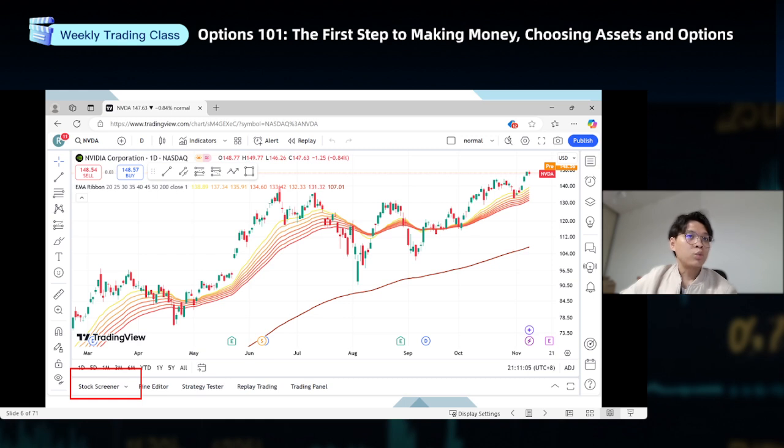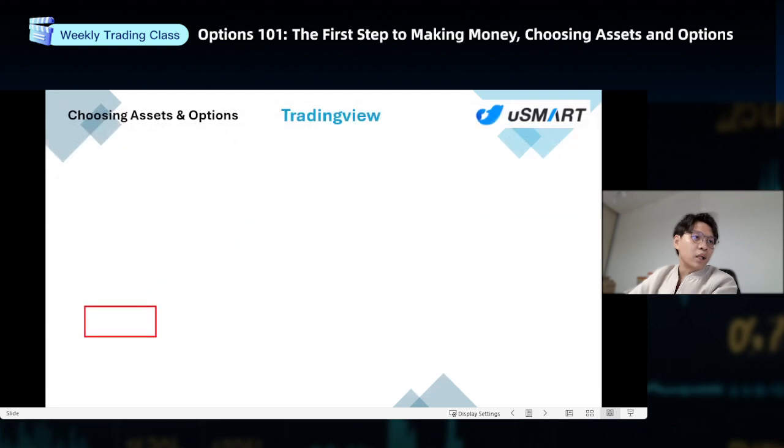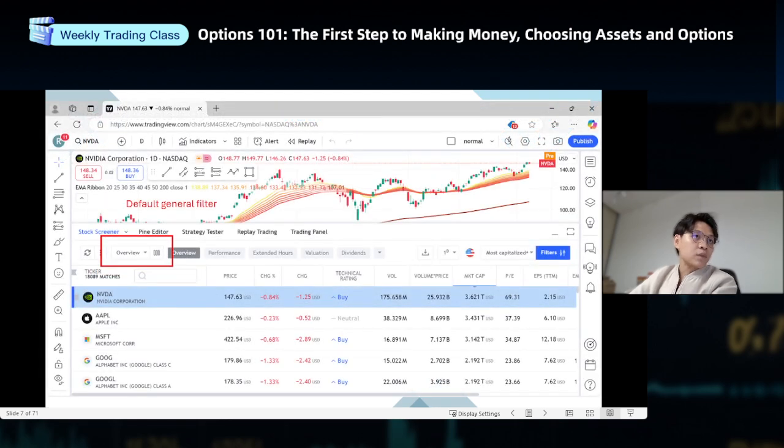So now we will need to start on how we do a stock screening, and then we will just apply different factors to filter out all those stocks to choose the best stock that provides us a very clear direction, so we can just get along with the trend and make some money. So now you click on the stock screener and you will see something like this, which is the stock screener function provided by tradingview.com.